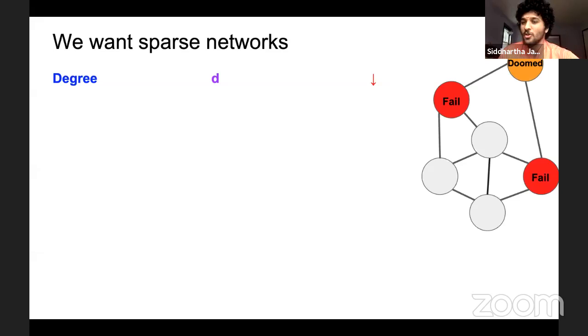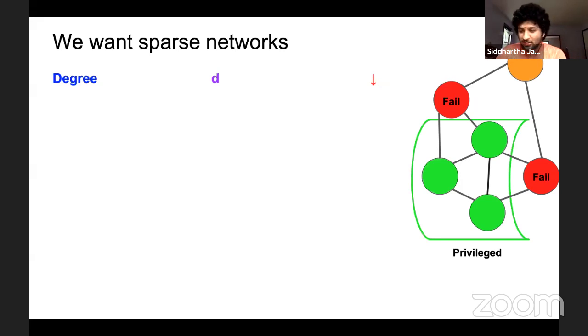As you can see, the orange node is disconnected from the rest of the graph, and thereby it's doomed, even though it has not failed. We call a clique of nodes that can communicate with each other. They don't need to be a clique in the graph, but a set of nodes that can communicate with each other pairwise, privileged. And we want to make a large subset.